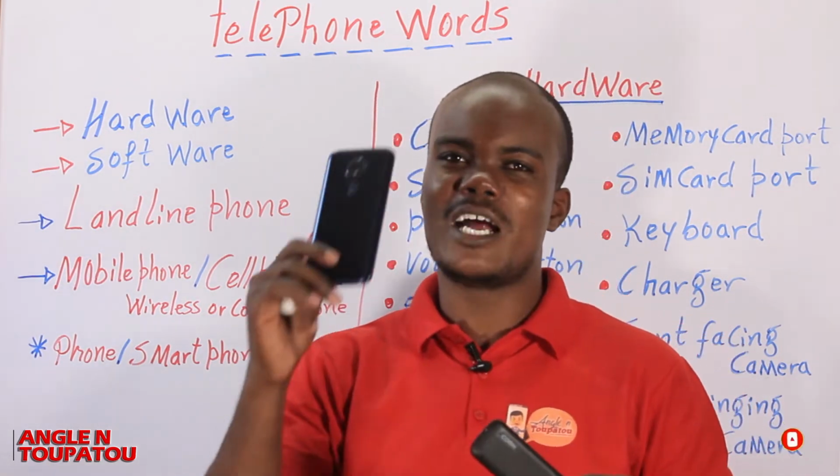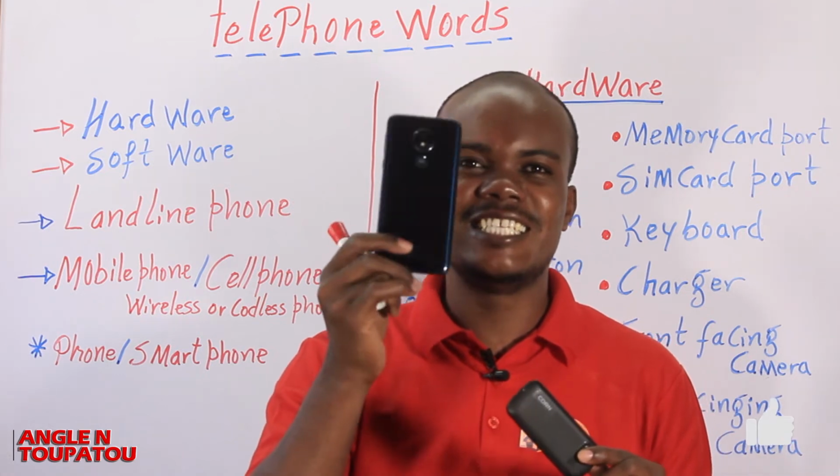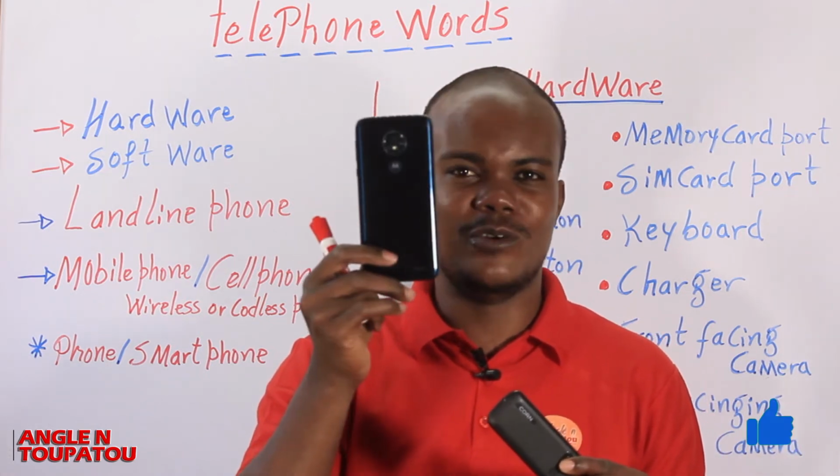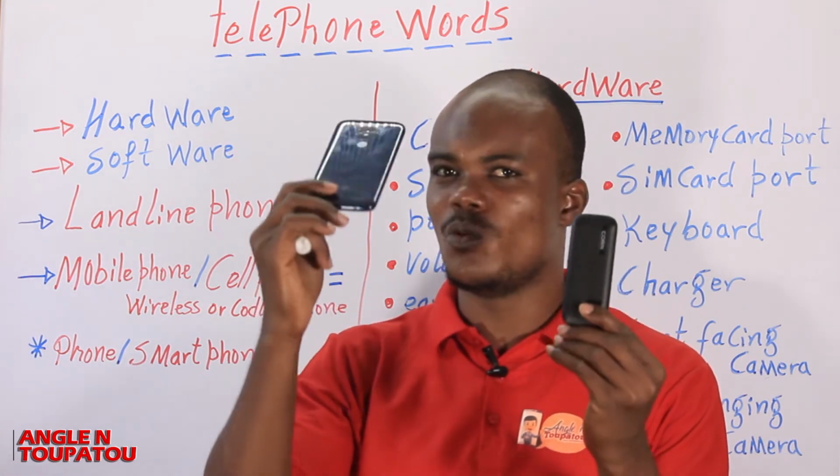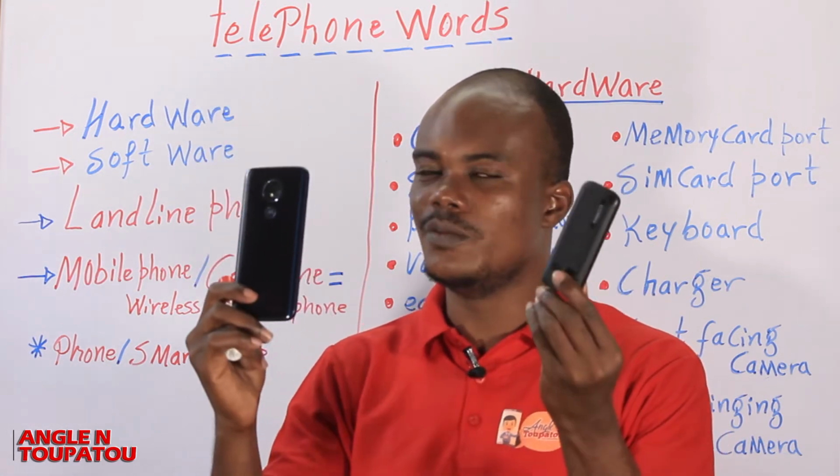But when you say smartphone, this is an intelligent kind of telephone. They are different. You know, because what you can do with that, you cannot do with this.